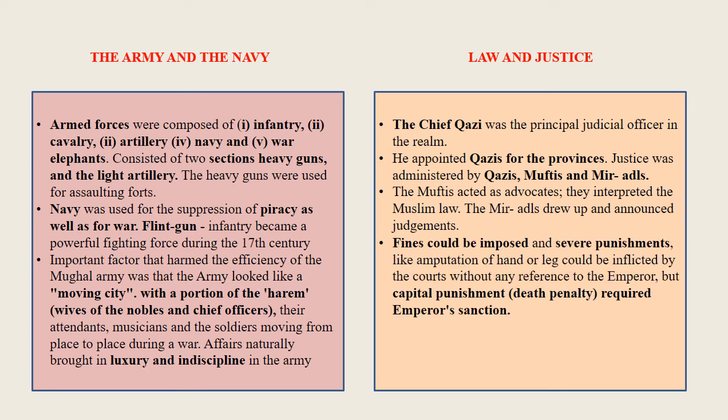Fines could be imposed, and severe punishments like amputation of hand or leg could be inflicted by courts without any reference to the emperor, but capital punishments like the death penalty required the emperor's sanction. Above all these courts was the court of the emperor himself.